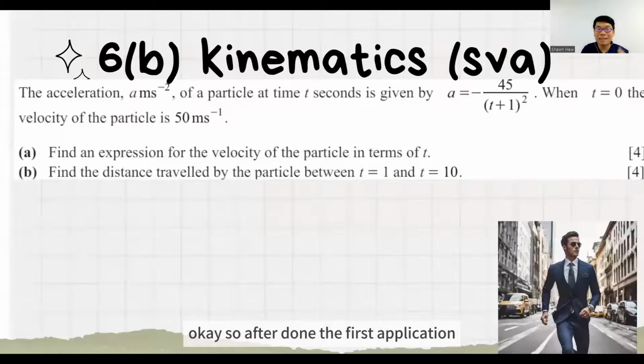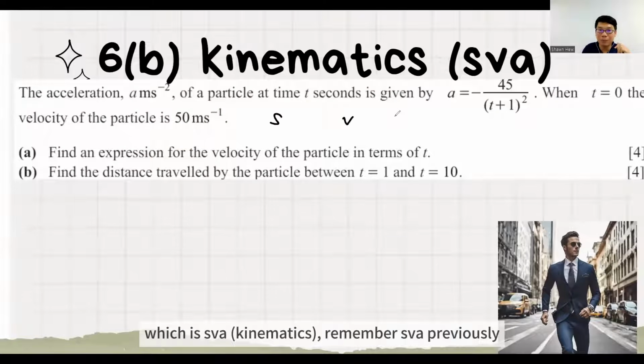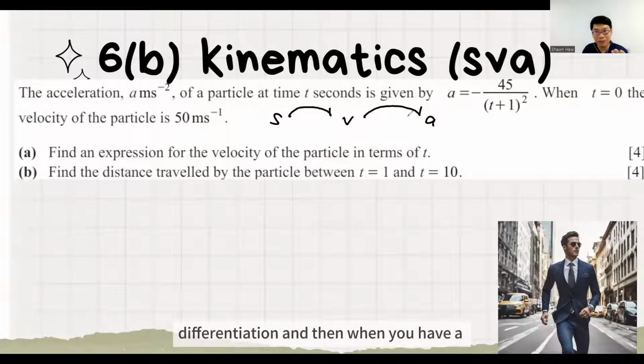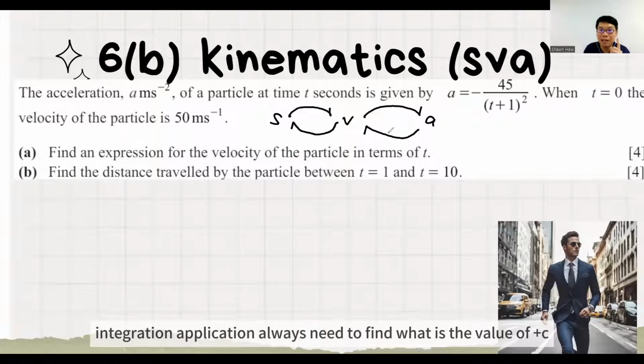Okay, so after finishing the first application, which is how to find the equation of a curve, we go to the second application, which is SVA. Remember SVA previously, when we go to the right, is differentiation. And when you have A, you want to find back V. From V, you want to find back S, you do integration. And integration application always needs you to find the value of plus C.